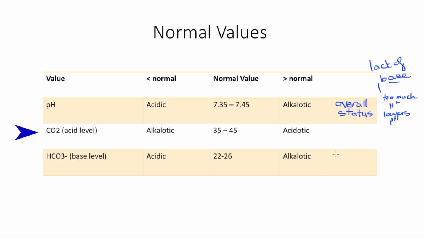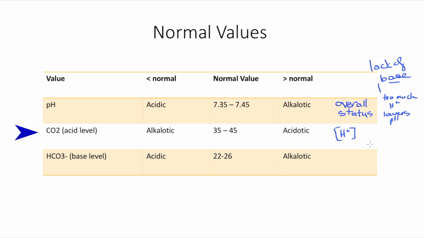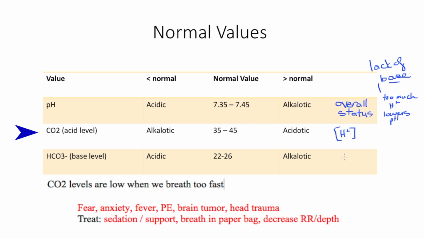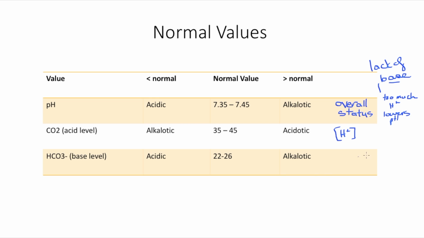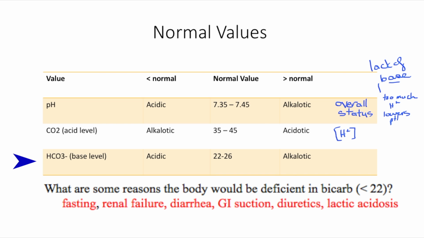The second category is CO2. This is our respiratory system. This is a direct measurement of hydrogen ions, and here, if I have too many hydrogen ions, I am greater than that normal value of 45, and I'm considered to be acidic. If I have less than 35, I'm considered to be alkalotic for CO2 levels. Now the last one is bicarb, HCO3. Bicarb is base, so if I have too much base, I am alkalotic. If I have too little base, I am acidic.